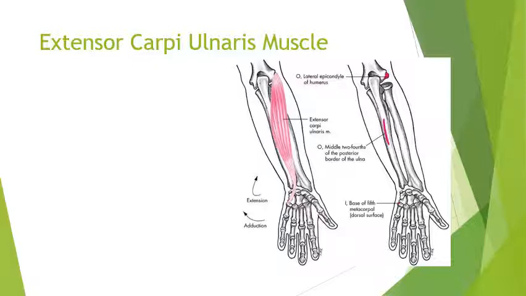Again, always note your origin, insertions, and actions. You're going to insert on the base of the fifth metacarpal on the dorsal surface. So it has to be on the dorsal surface in order to do wrist extension.